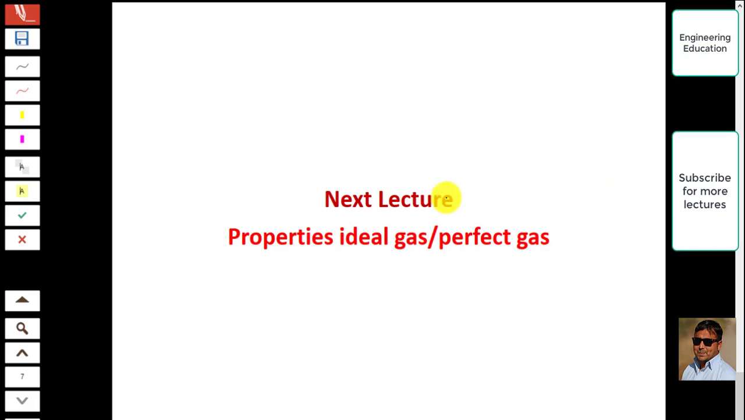So this is all about the properties and evaluation of properties of superheated steam. In the next lecture, we will discuss the properties of ideal gas or perfect gas.